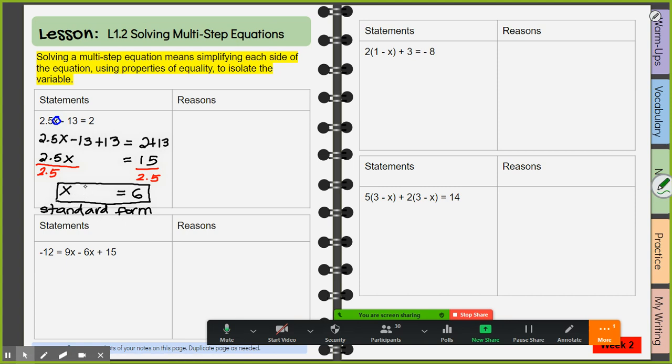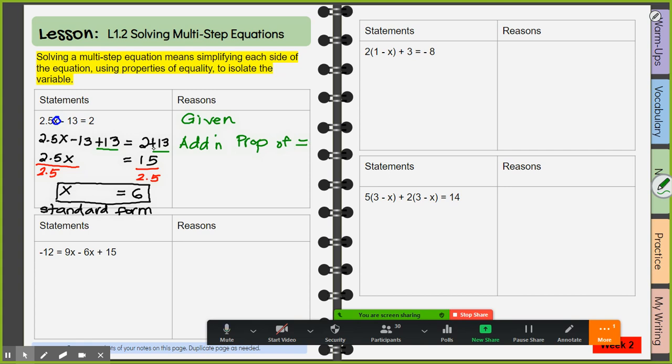All right, so now let's provide some reasons to the examples that we did. First, you write down given here. Now, when we added 13 to both sides, that's our clue. We added, so we're going to put addition. I'm going to use shortcuts here because I will run out of space if I don't. Addition property of equality.